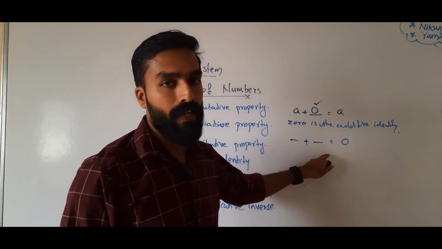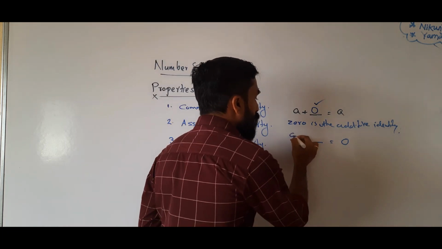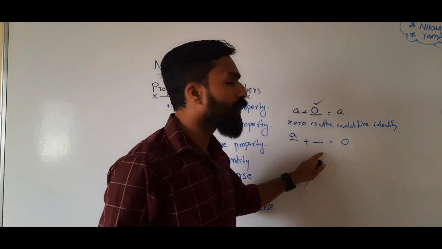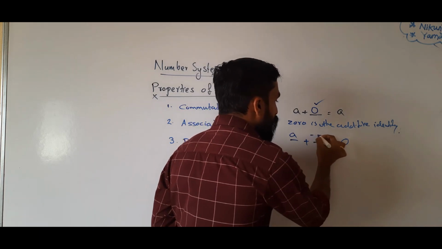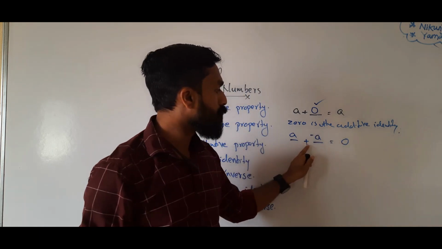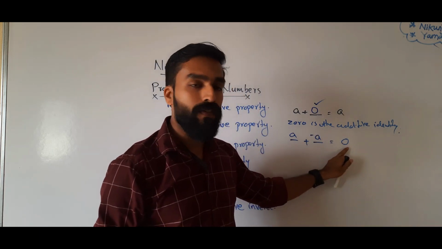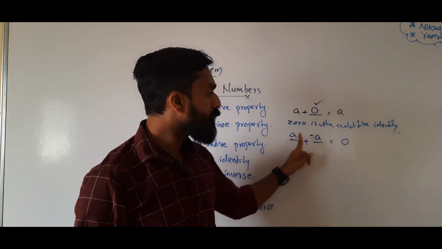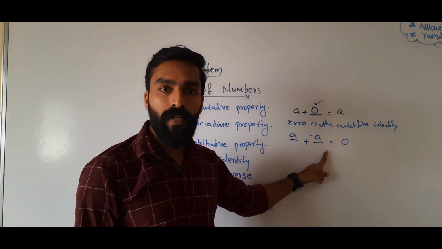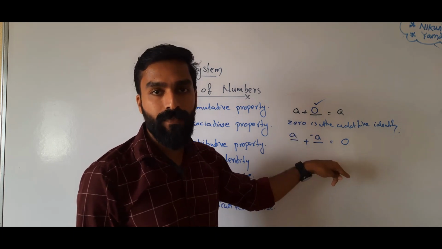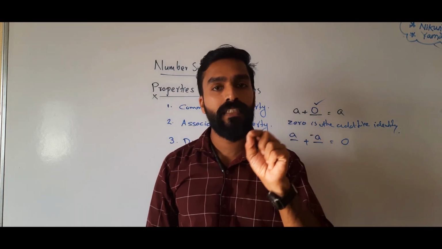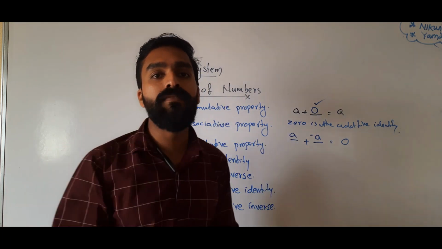So which numbers will we add here? One number we will take, A is a number. Next, which number do we have to add to get 0? That number is minus A. A plus minus A is equal to 0. Therefore, we can say that A is the additive inverse of minus A. Minus A is the additive inverse of A. Just a negative, isn't it?